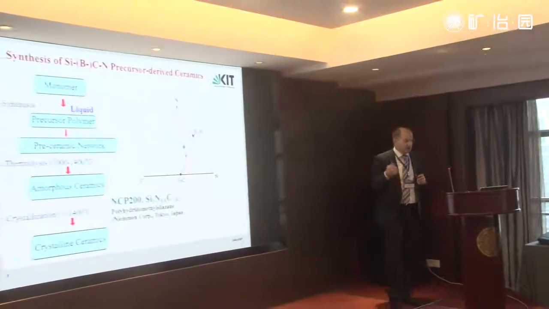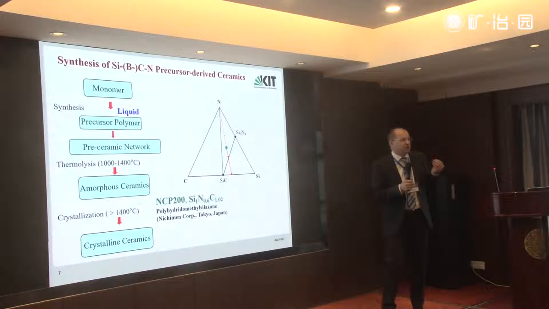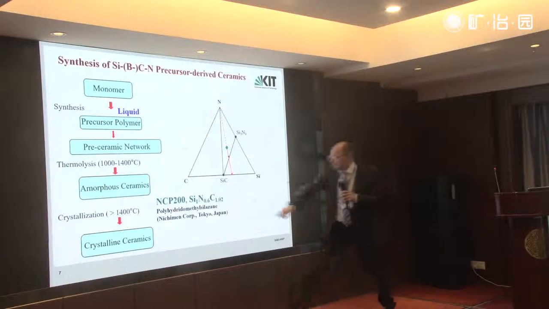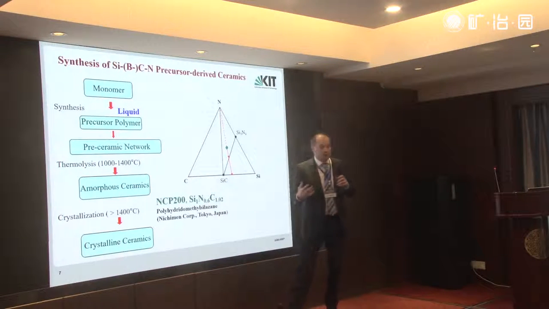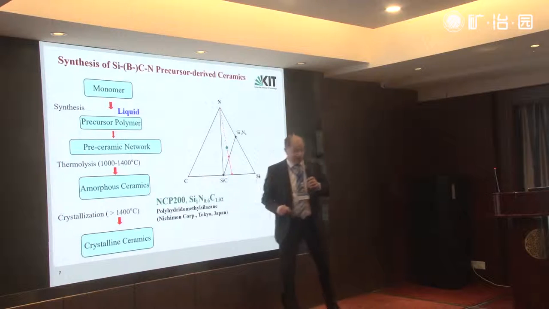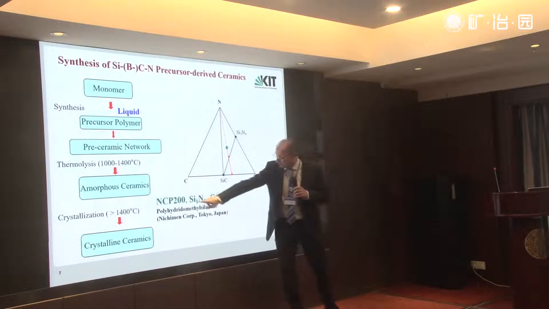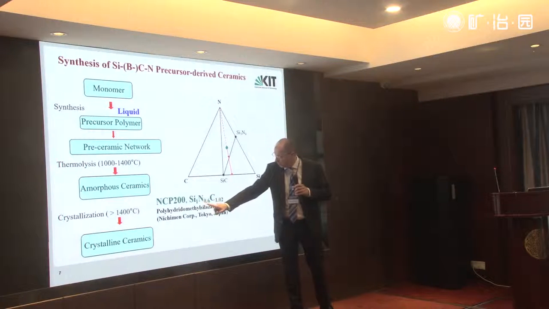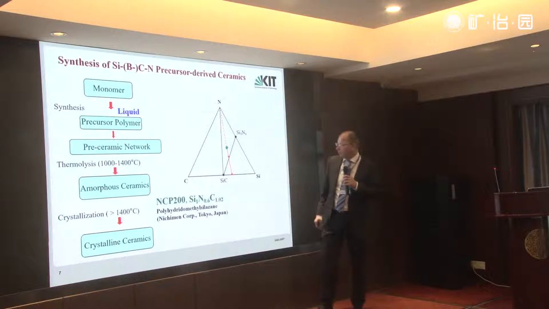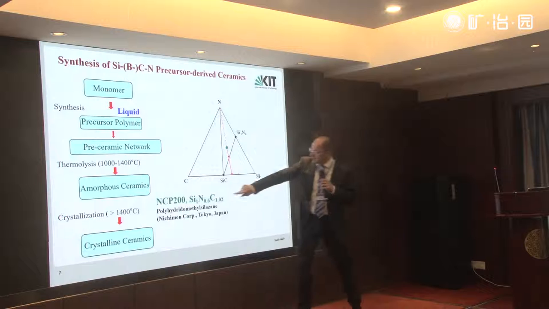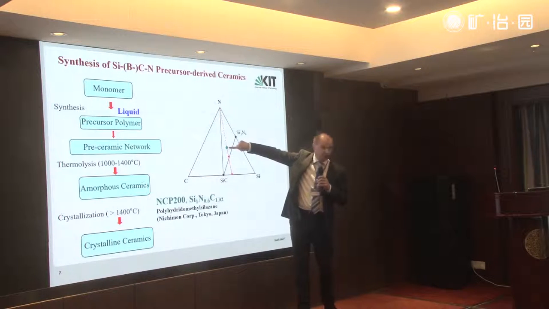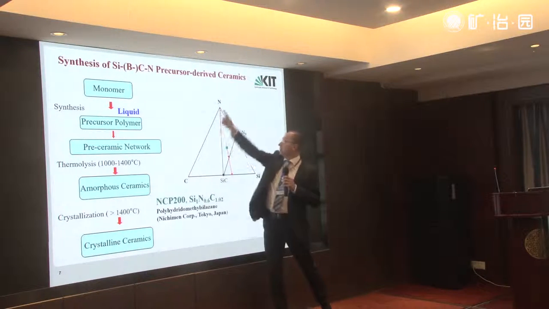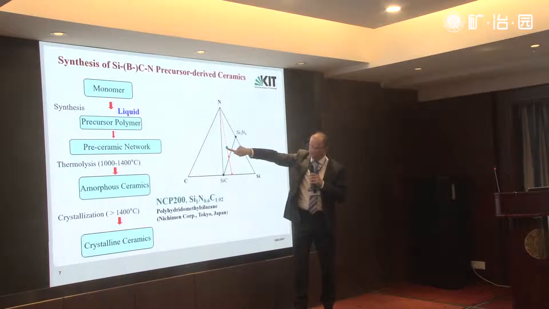The first example I want to give you is a precursor derived material, the NCP200, a commercial material which is provided by a company from Japan. This is the exact chemical composition, Si1, nitrogen 0.6, C1.02. I have indicated this composition here in the ternary system, silicon, carbon, nitrogen.